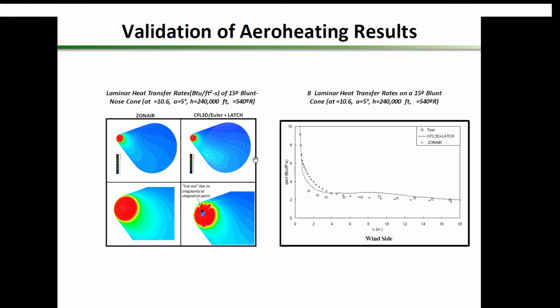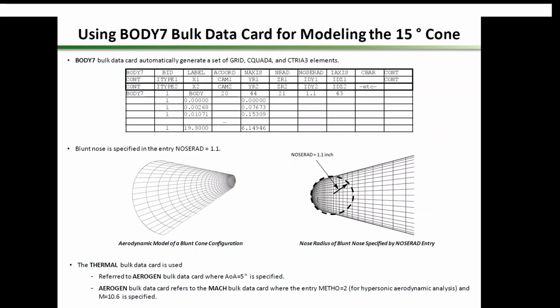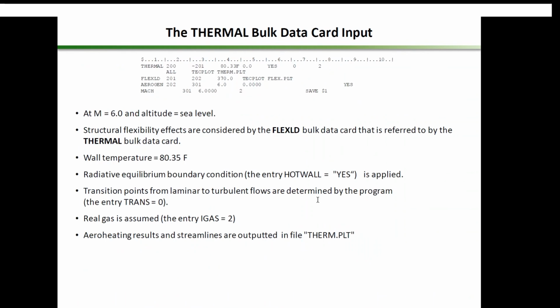Then we can calculate the laminar heat transfer rate at this flight condition. We also compare ZONAIR and CFL3D plus the LATCH code, and we can calculate the Q dot, which is the heat flux, compared to the wind tunnel test, and this is computed by ZONAIR, and the solid line is computed by the CFD. Okay, so this is the aeroheating analysis, and this is the end of the ZONAIR training.